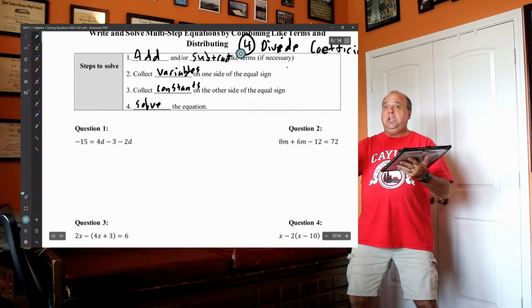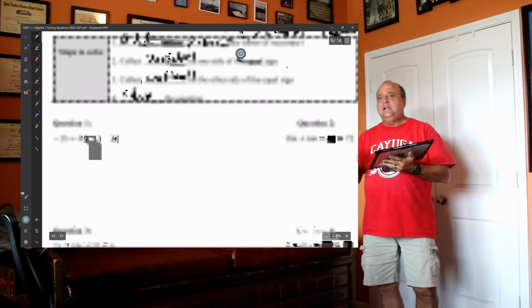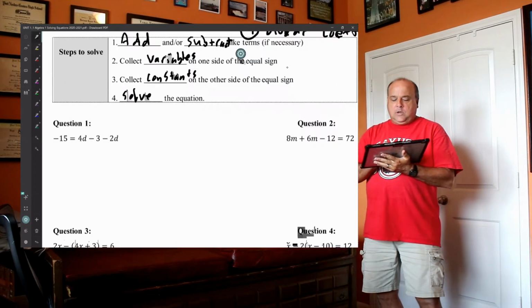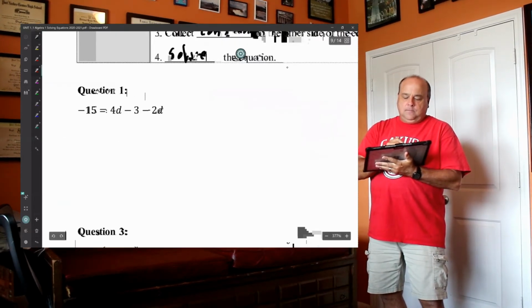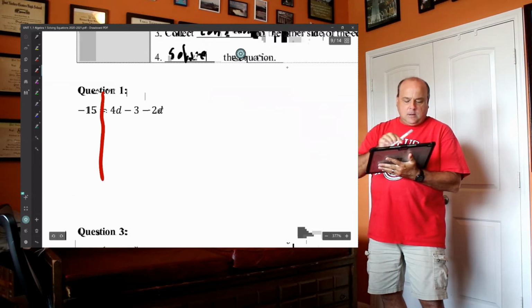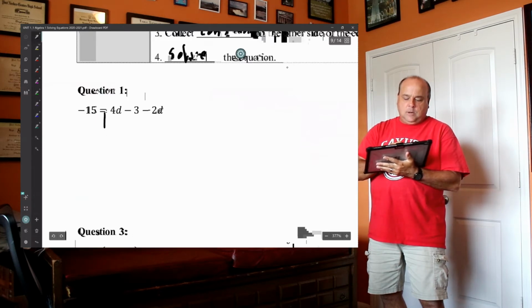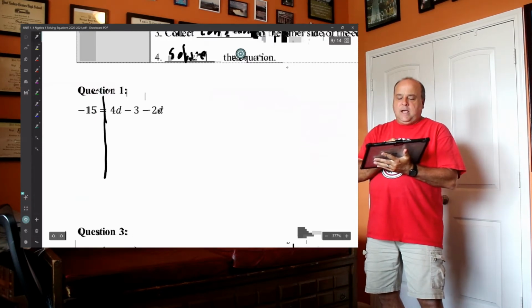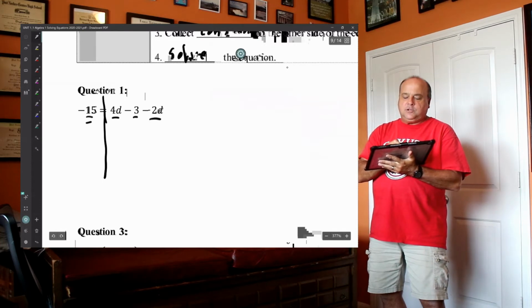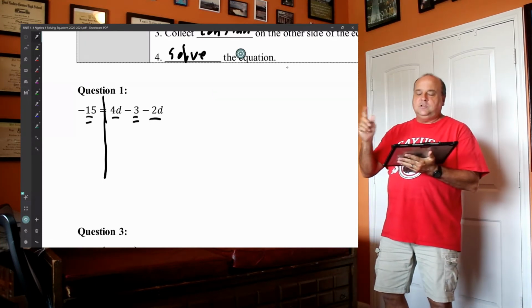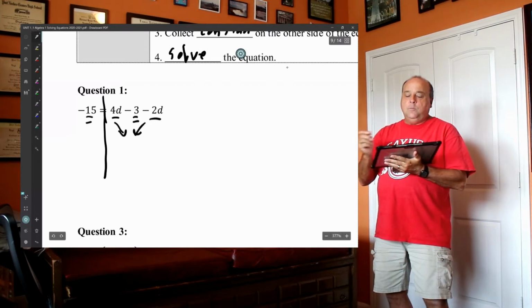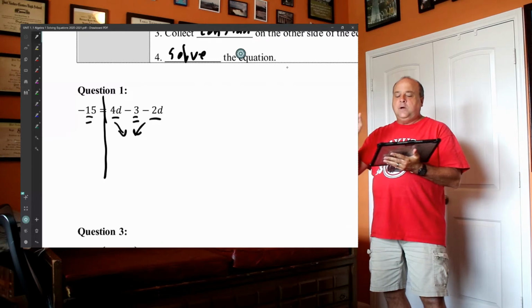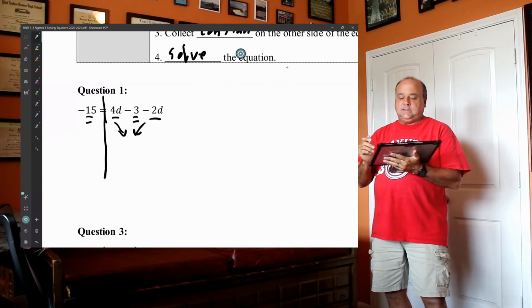So let's begin. This is going to be a blast. So much fun. Okay, problem number 1. Draw a bar through the equal sign. Notice that we have 2 D's on this side, and then our numbers are here, aren't they? So we have 2 variables and we have 2 constants. We need to combine the variables first, but we don't have to move them, do we? So we're just going to do 4D minus 2D because they're both on the right-hand side.